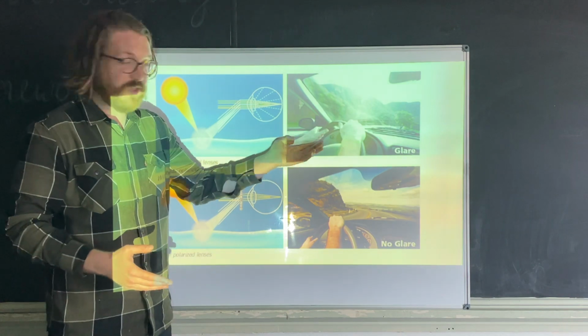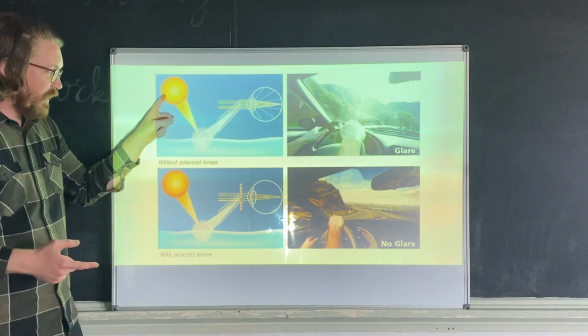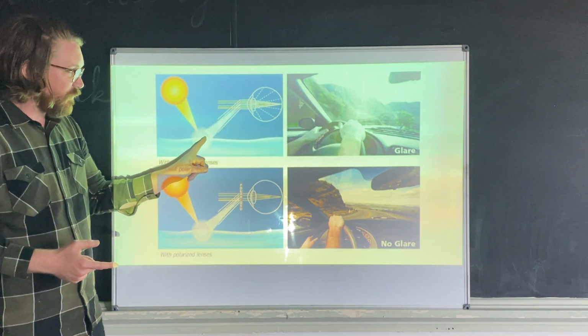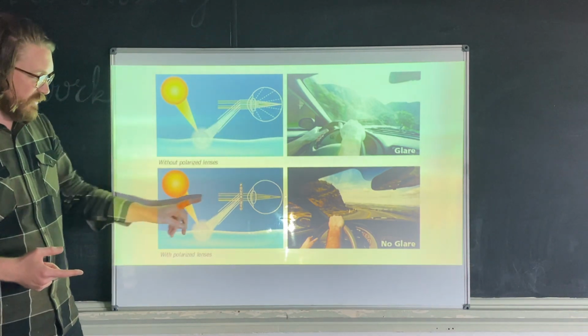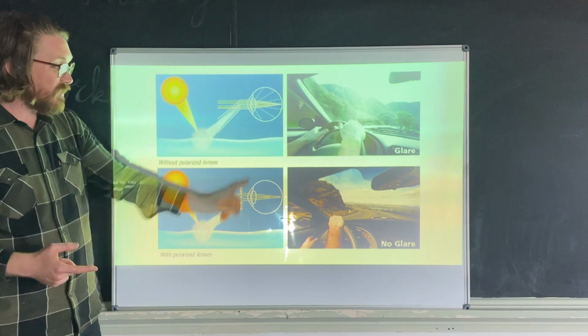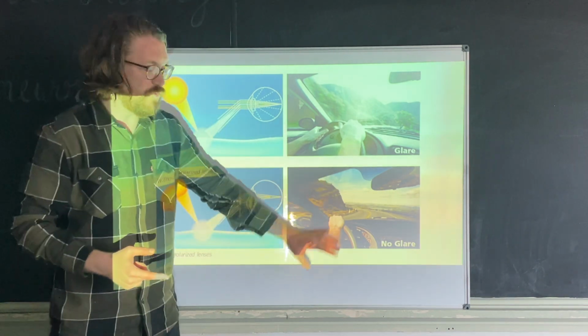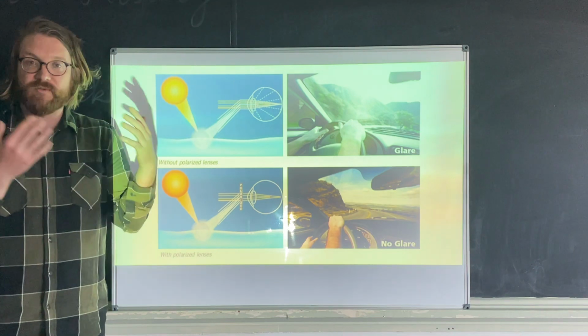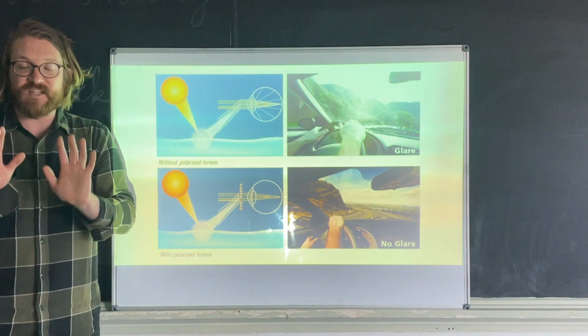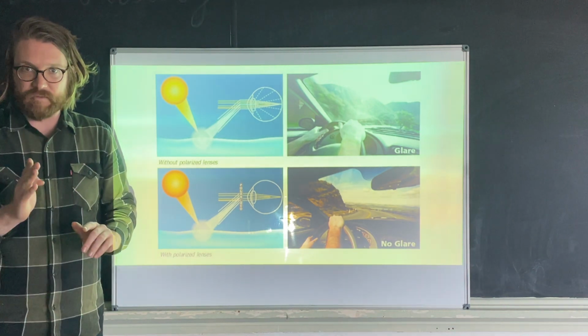Here's what it looks like with the glare, and again, you can see that the light is bouncing off of the surface. It's vibrating at all these angles, and you have that glare going in. The polarized lenses block a ton of that light, so you get this really clear, crisp image, and that's because polarization filters the light into a single plane.